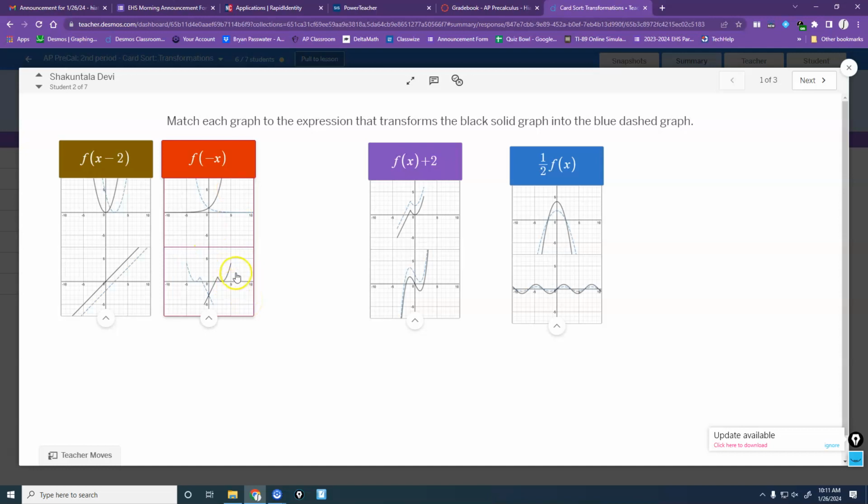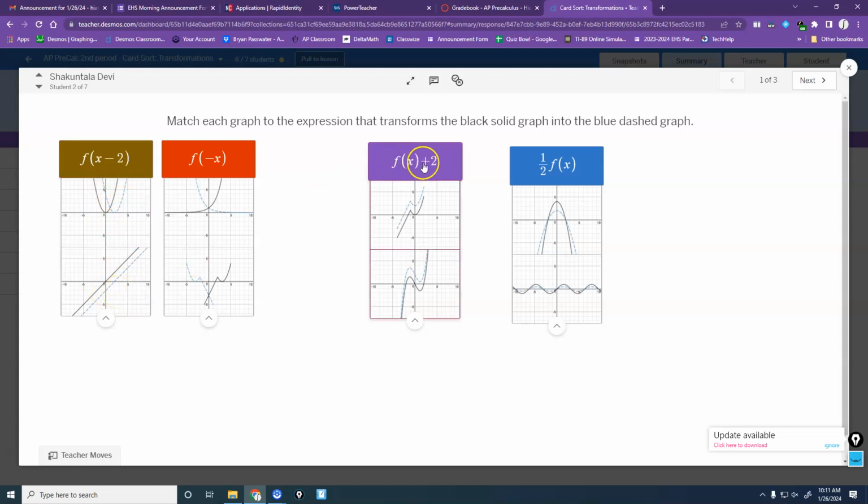So those two go together. What does the x minus 2 on the inside of the parentheses do? Move it to the right. Right 2. So you're looking at the graph moved right 2. That will be that parabola and also the straight line.